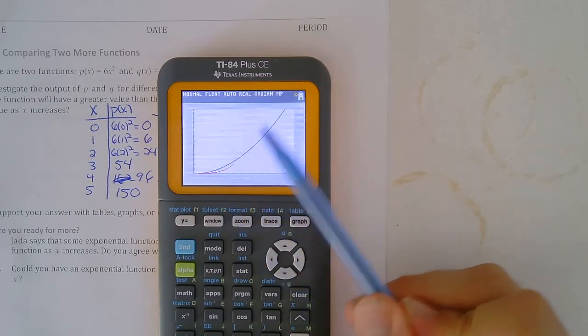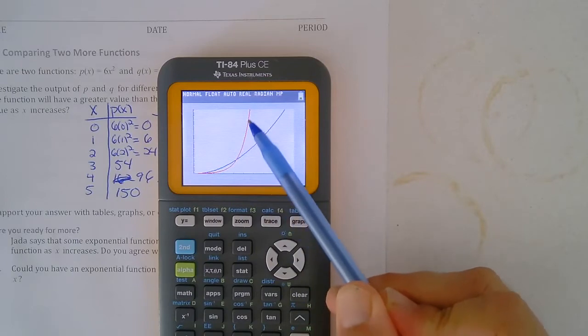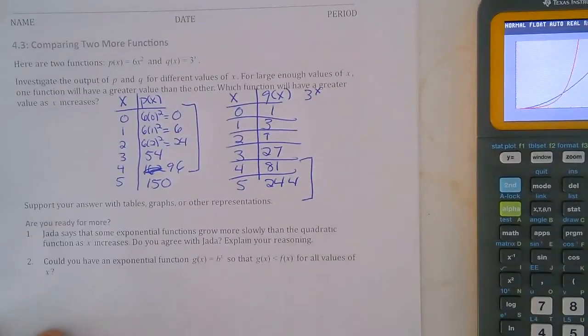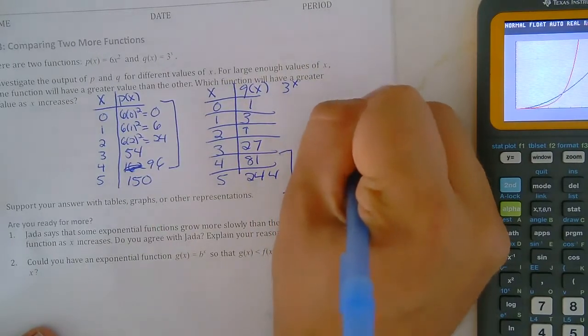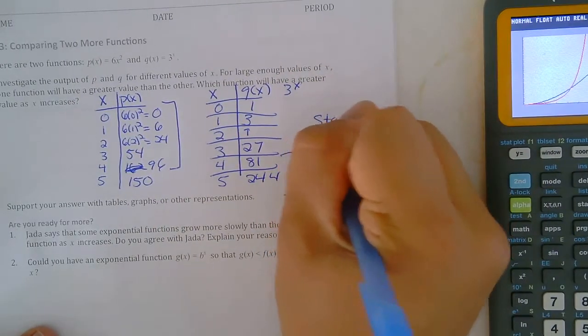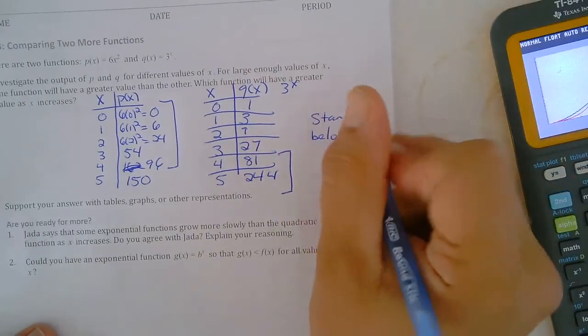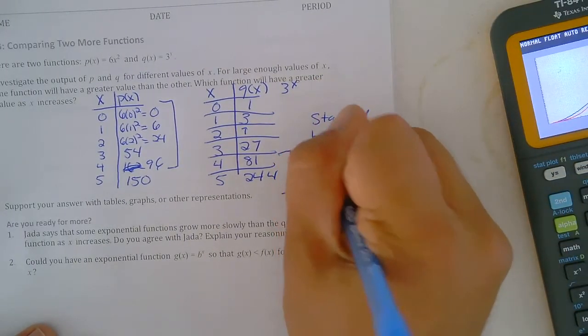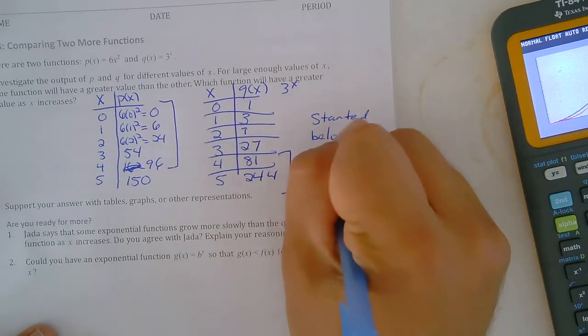So there's my quadratic function. And you notice the exponential function started a little bit lower, and then it increases much faster. So this one started below 6x squared and then overtook it. So then it started increasing faster.